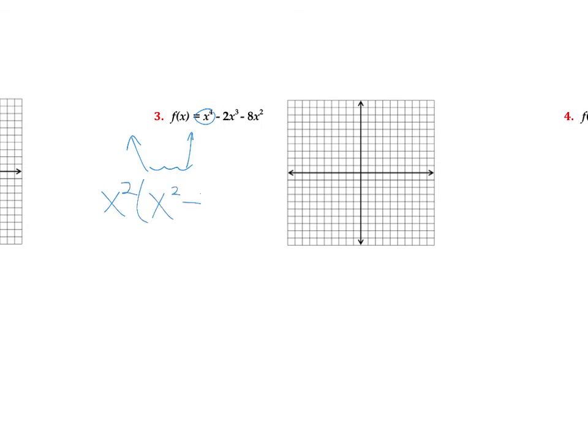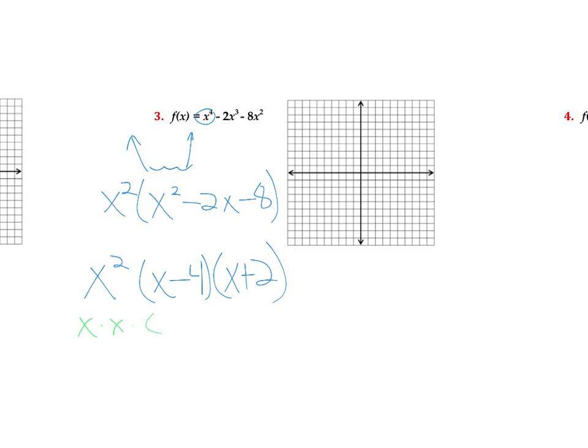Leaves me x squared minus 2x minus 8. We continue to factor. I'll get x minus 4 and x plus 2. I've now broken this thing down as far as I can. I mean, I guess if you really wanted to, you could argue x squared is x times this stuff.